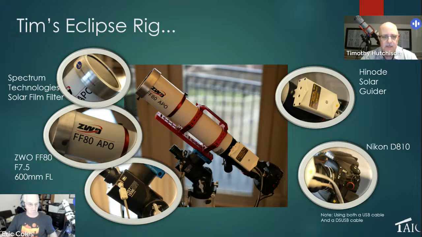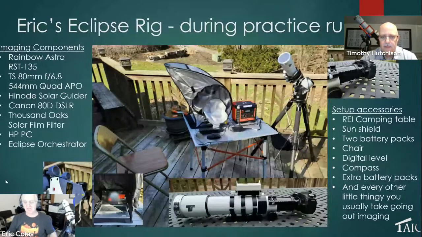Next slide, Eric. I have a little different picture of what I'm doing. This is my practice out on the back deck. And I'm using a Rainbow Astro 135, Telescope Systems 80 millimeter f6.8. I think it has a very similar focal length as Tim's. Same HiNode guider. I have a Canon 80D DSLR, a Thousand Oaks filter, and besides my computer and Eclipse Orchestrator software, all these other setup accessories.